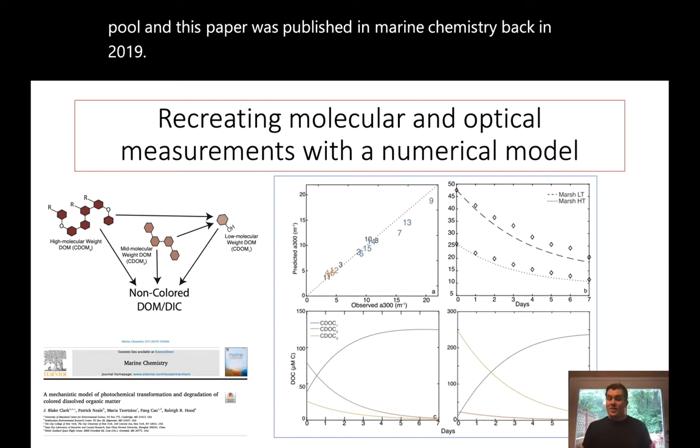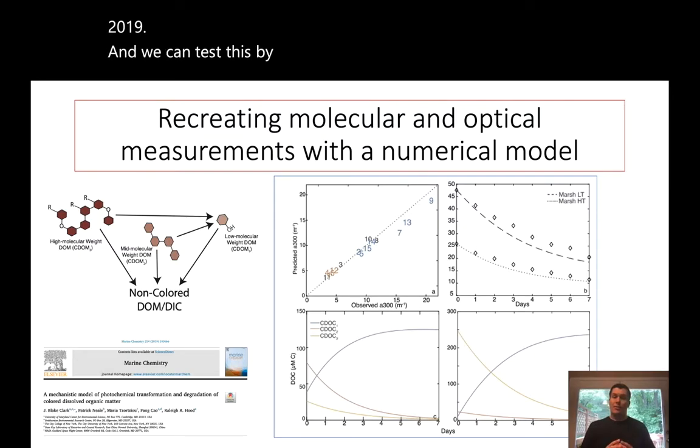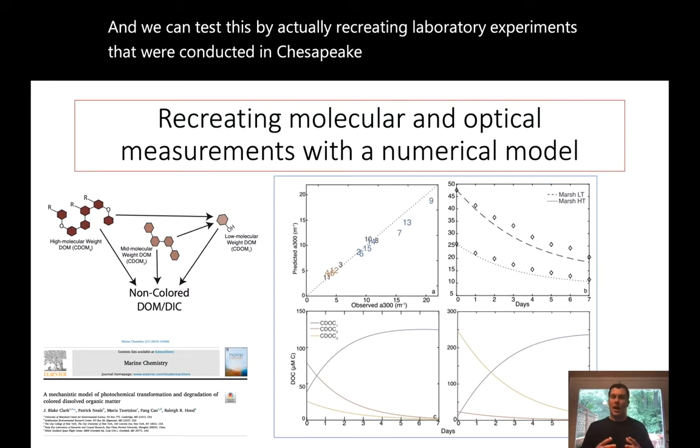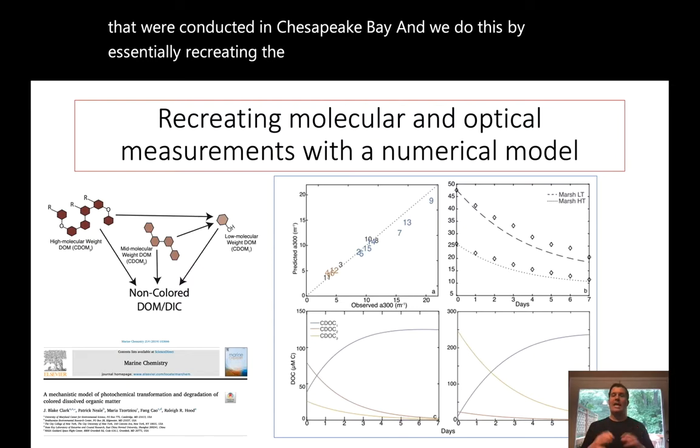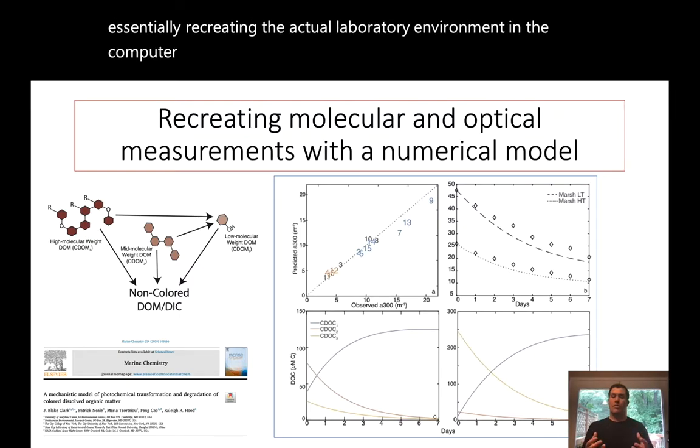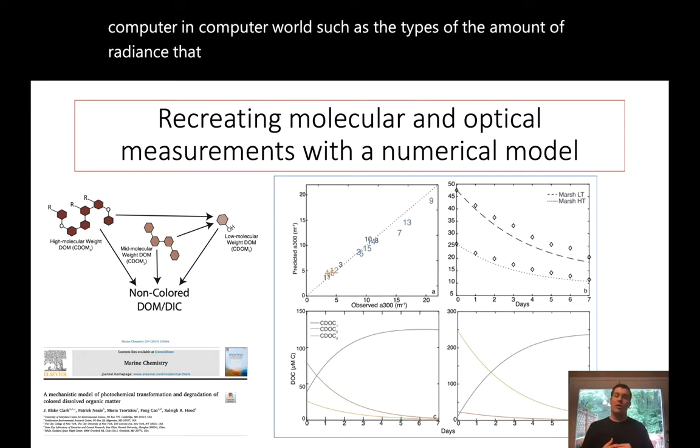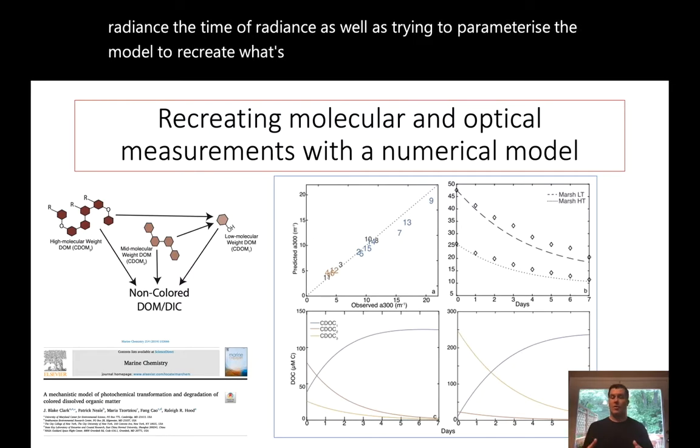And we can test this by actually recreating laboratory experiments that were conducted in Chesapeake Bay. And we do this by essentially recreating the actual laboratory environment in the computer world, such as the amount of irradiance, the time of irradiance, as well as trying to parameterize the model to recreate what's shown in terms of the observations from the lab.